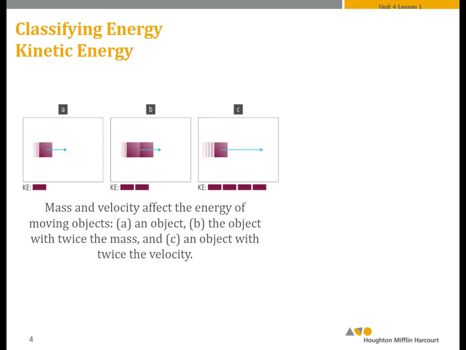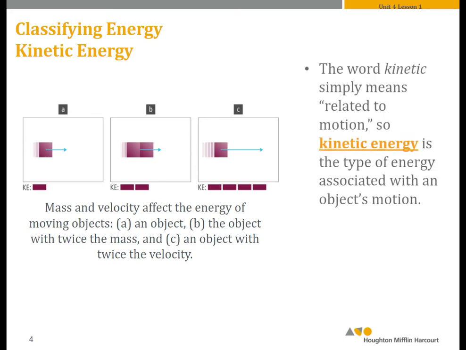In image B, we see that if we double the mass and keep the same speed, we also double the kinetic energy. However, in image C, we kept the same mass, so we still have a mass of one, but we doubled the velocity. We know that because the vector, the arrow, is twice as long. Well, if we double the velocity, then we get 4 times as much kinetic energy, not just twice as much. Kinetic means related to motion. So kinetic energy is the type of energy associated with an object's motion.